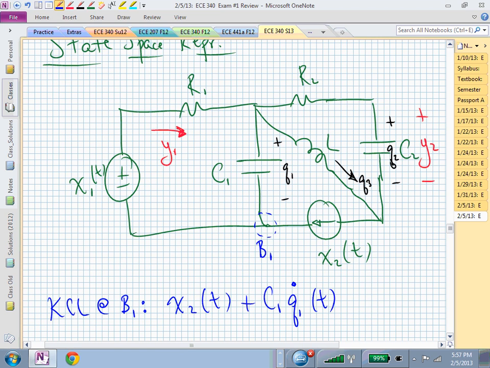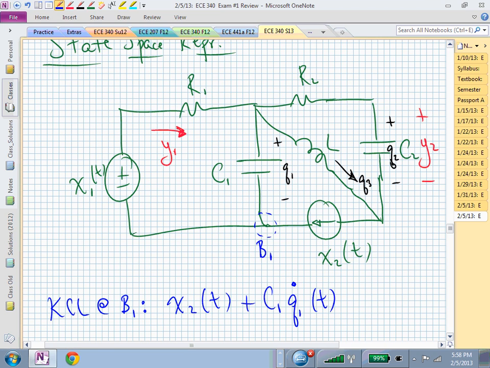Now what do we need? So now in this equation, what do we want? We want x's and q's, don't we? We really don't want y's because y's are outputs. If we write a y, then we have to re-express that y in terms of inputs and state variables. But you're right, we might like to know maybe a current coming in here, which is minus y1. If we said the sum of all of these currents coming into B1 have to sum to 0.